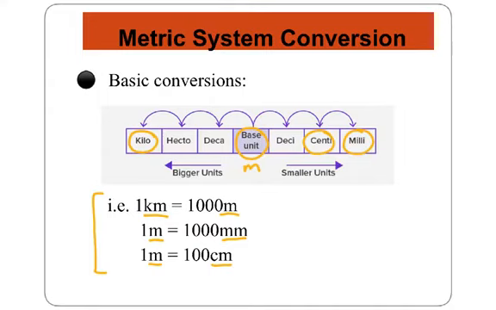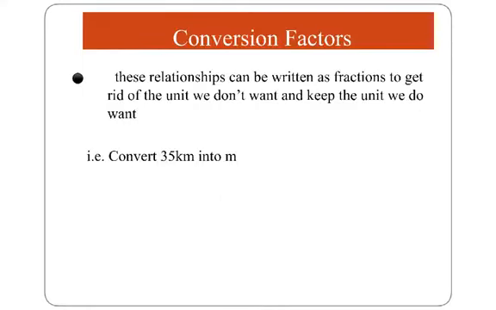So what we can do is we can use these as conversion factors, so that if we had a number in meters, we can convert that into kilometers, for instance. So a conversion factor is just a fraction. And it means we take this equals that expression, and we use it as a fraction to keep the units that we want and get rid of the units we don't want. So let's try this example down here. We want to convert 35 kilometers into meters. I always set the problem up the same way.